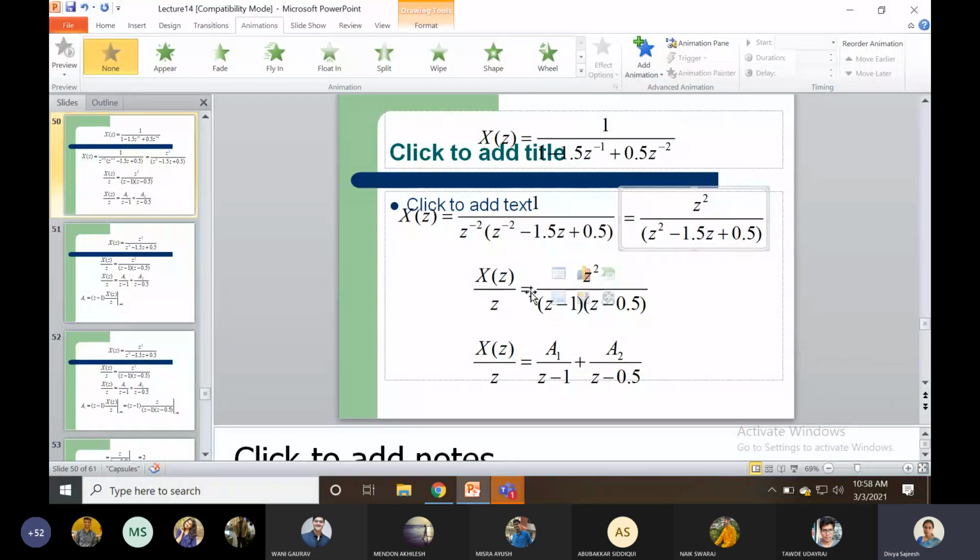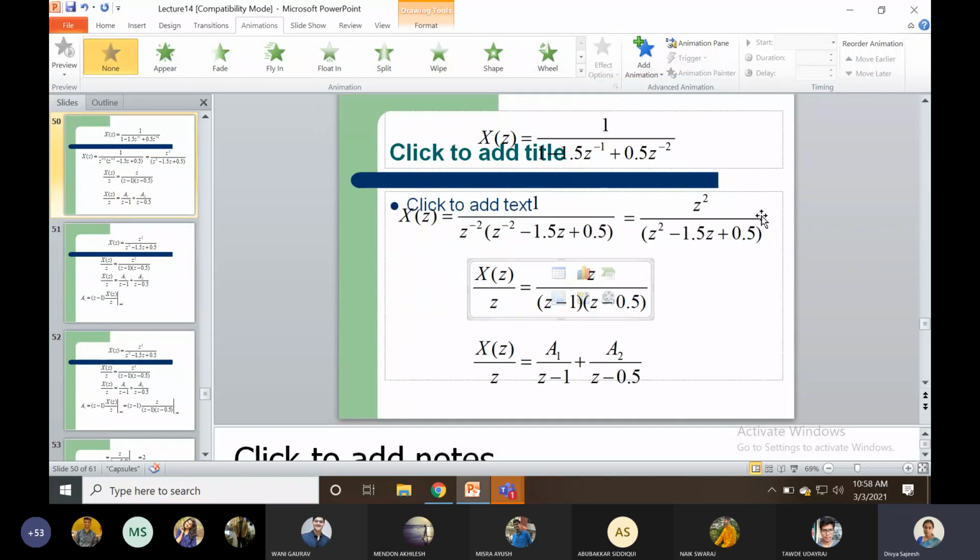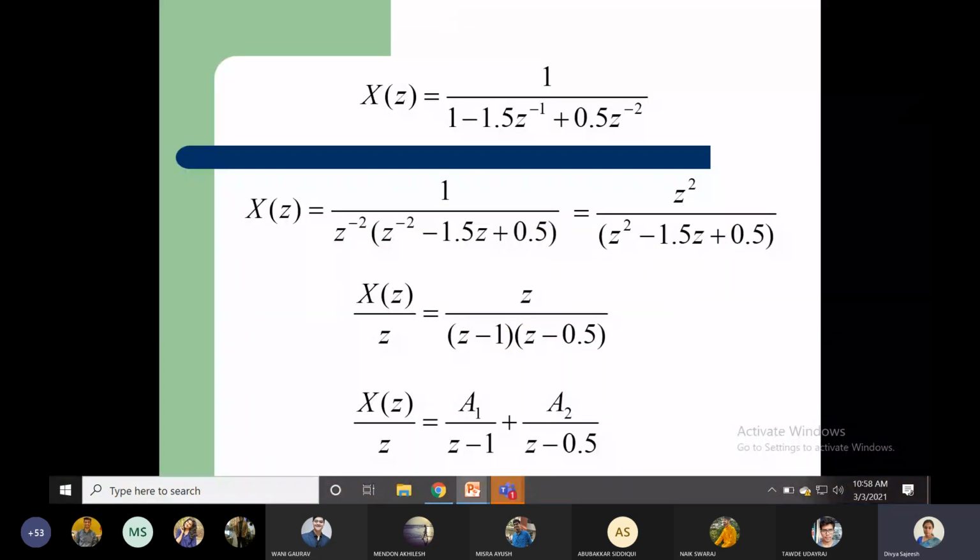Now here if I divide both sides by Z, what will happen here? Z square will change to Z only, isn't it? Both sides of the equation I am dividing by Z. So if I divide here by Z, Z square, one term will get cancelled and you are left with this. Okay. So it will be now X of Z by Z is equal to Z upon, you are factorizing the denominator. So it will be Z minus 1 into Z minus 0.5.